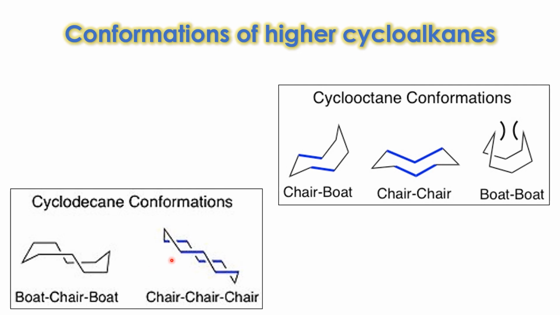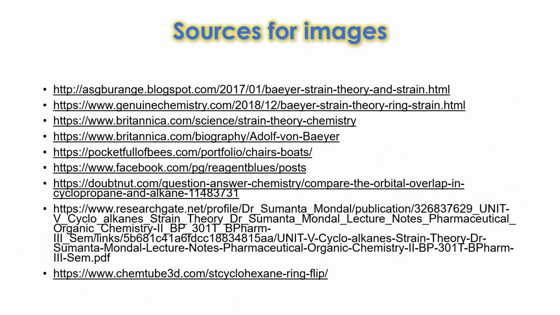Such higher cycloalkanes exist in such conformations, and they are easily interconvertible to each other just by rotation of the bonds, even at room temperature. And they will try to exist in the form which is more stable. So this is all about cycloalkanes, their introduction and their stability.